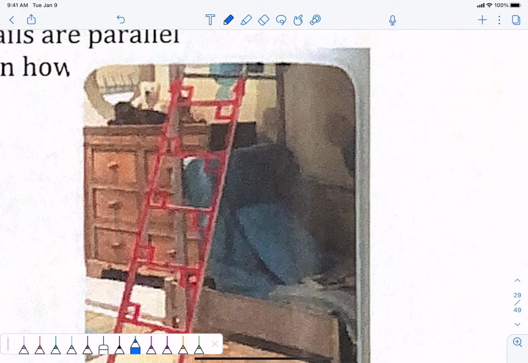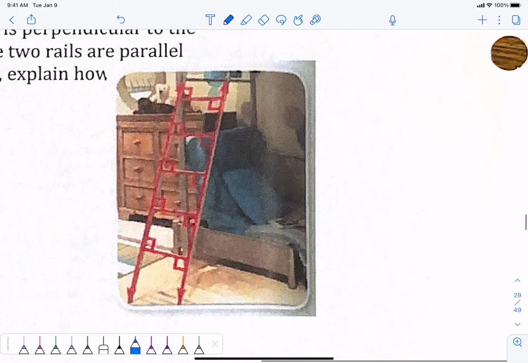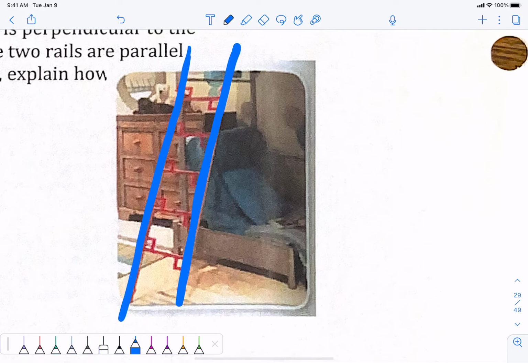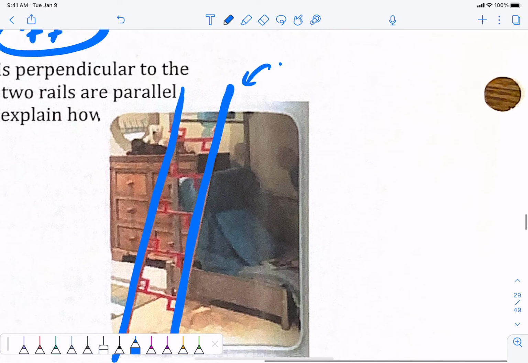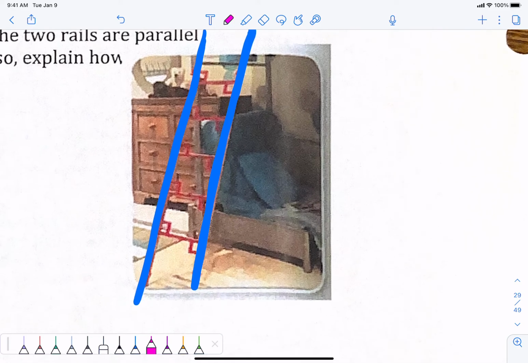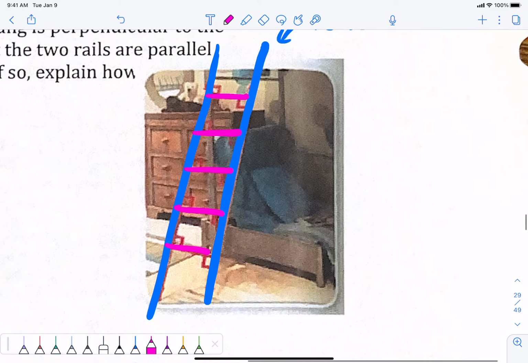Okay, all right, so we have a picture of a ladder here. You might not be able to see it very well on your sheet because it's kind of dark. But you have a ladder, and these two lines that go up and down are called rails. And then the ones that go across are called rungs. Have you heard that before? R-U-N-G-S, okay? And then they have little boxes right here that show that those are perpendicular to each other, right? Perpendicular, perpendicular, perpendicular, perpendicular, right?